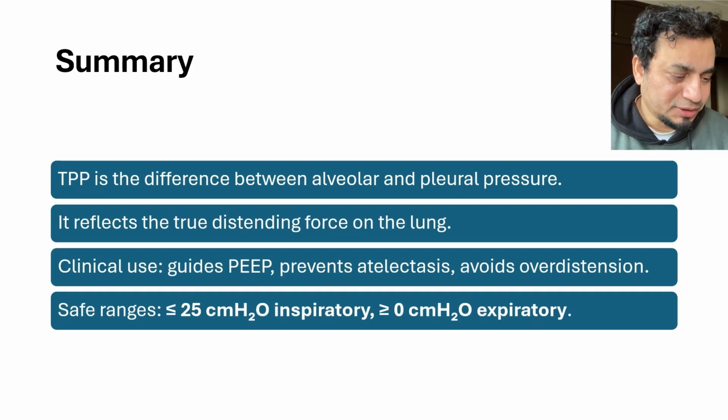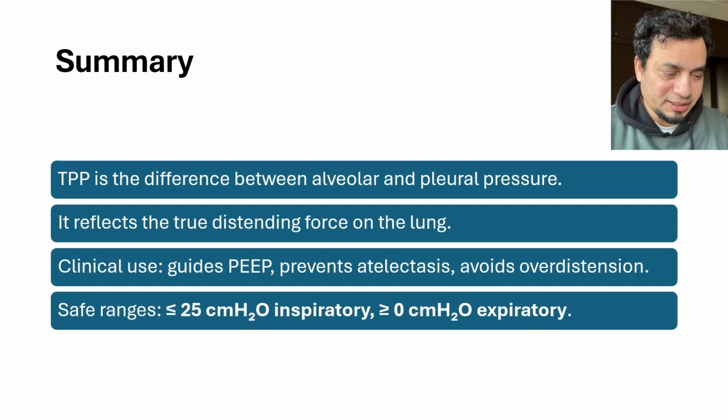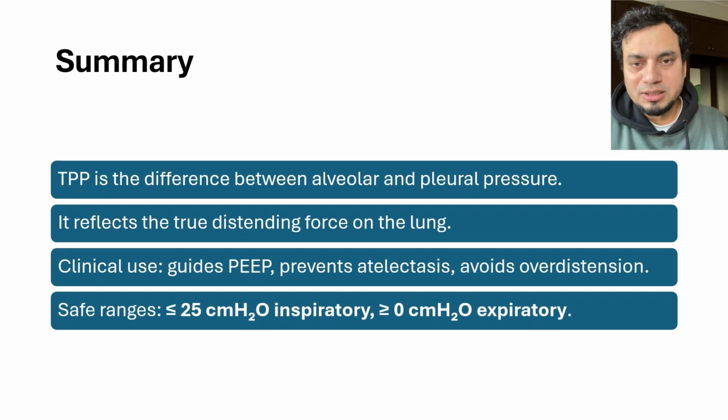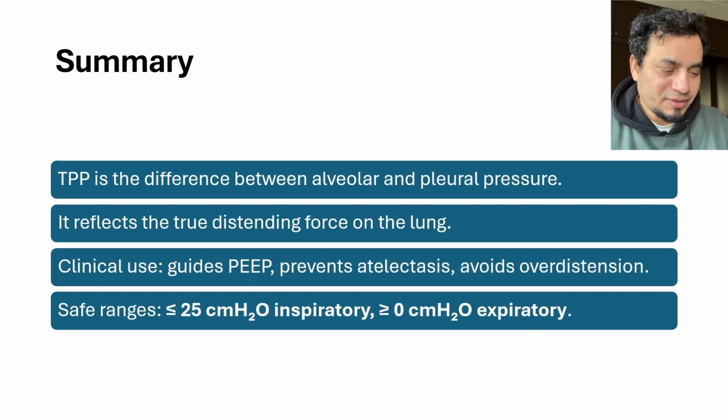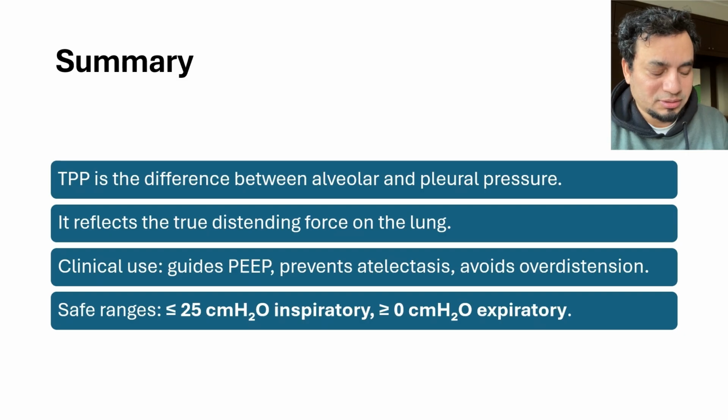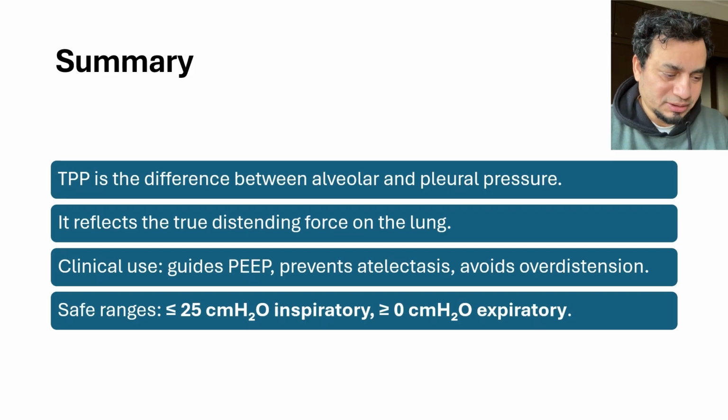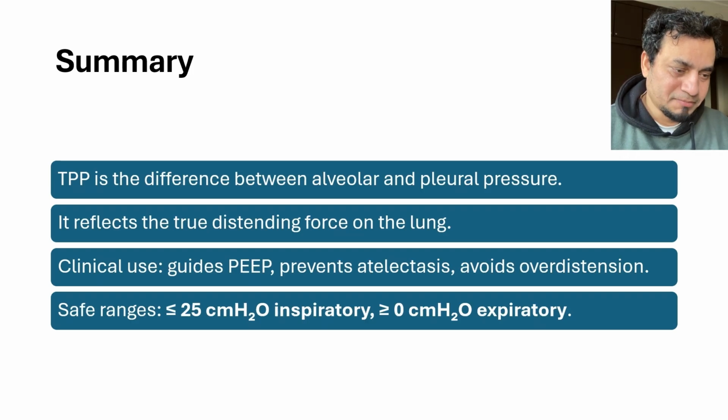In summary, TPP is the difference between alveolar and pleural pressure, reflecting the true distending force of the lung, eliminating the chest wall pressures or elastic load. Clinically, it can be very useful to guide the PEEP selection and to appropriately adjust the ventilator settings and tidal volume, especially to prevent barotrauma and overdistension, and to stay within a safe limit. Everybody should remember: less than 25 centimeter of water during inspiration and more than 0 up to 10 centimeter of water during expiration. So that's all for today.